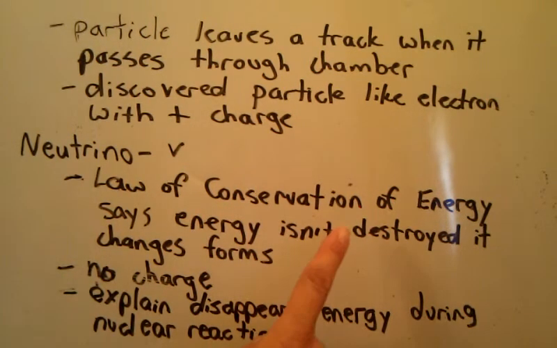It is the law of conservation of energy, which says energy isn't destroyed, it changes forms. A neutrino has no charge, and scientists believe it exists. They use it to explain disappearing energy during nuclear reactions.